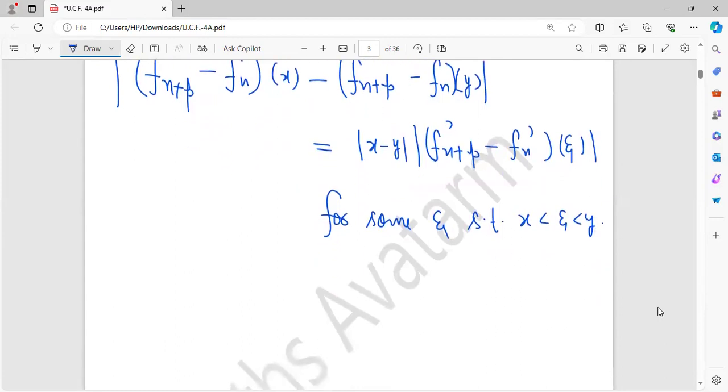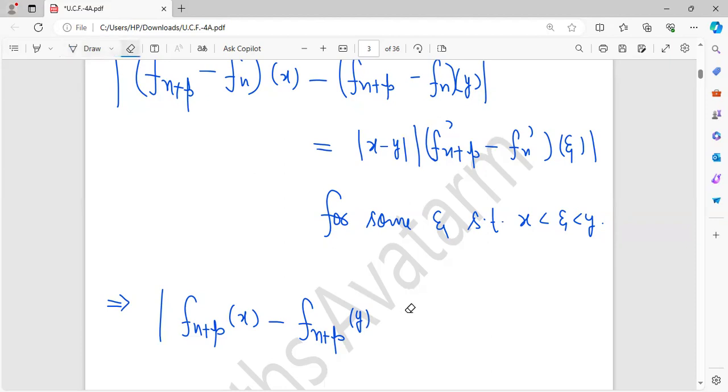Now what do we have? You open this. This has f_{n+p}(x) minus f_{n+p}(y). Sorry, let's solve it. What will you get?